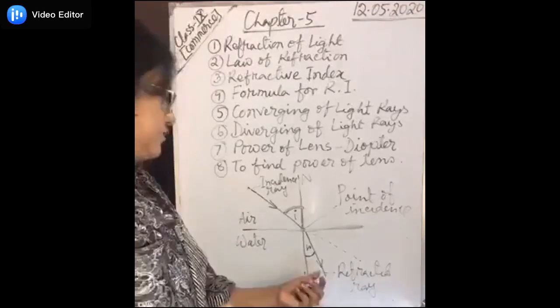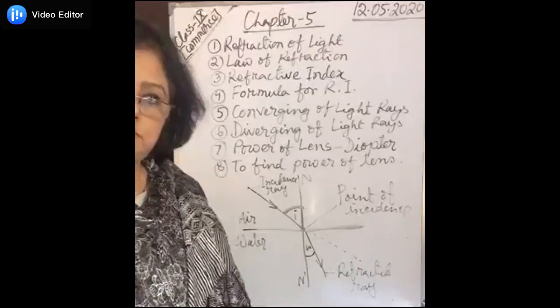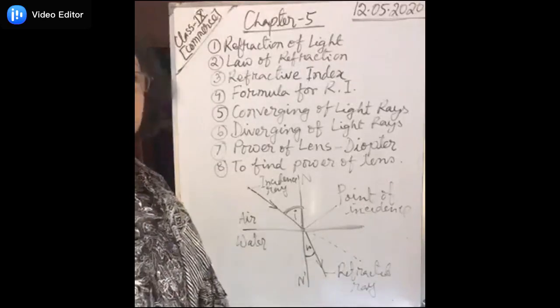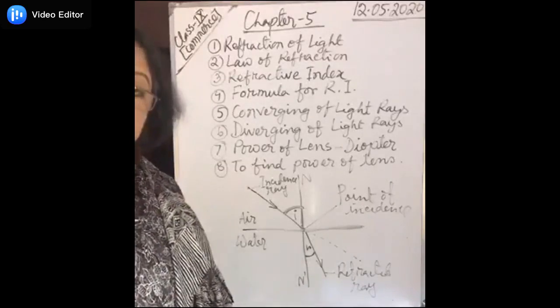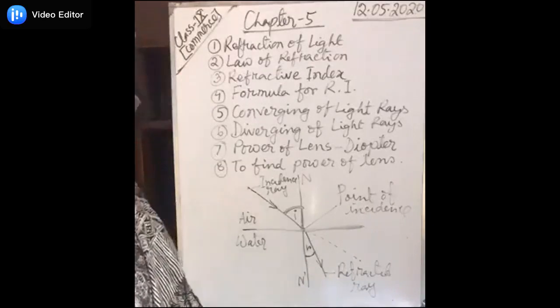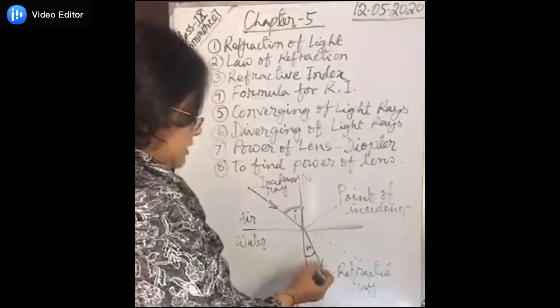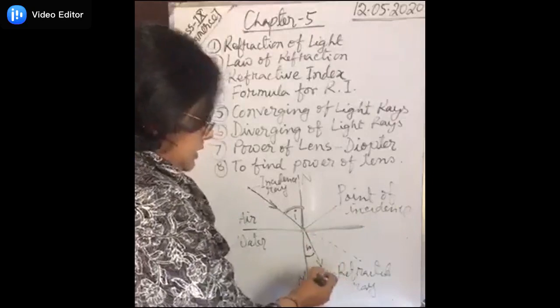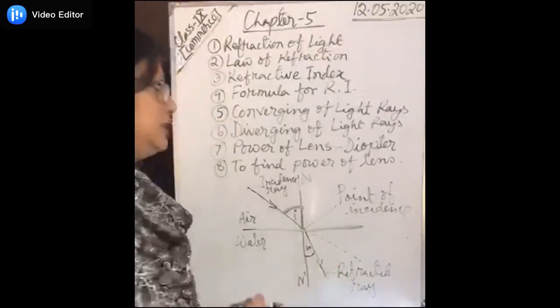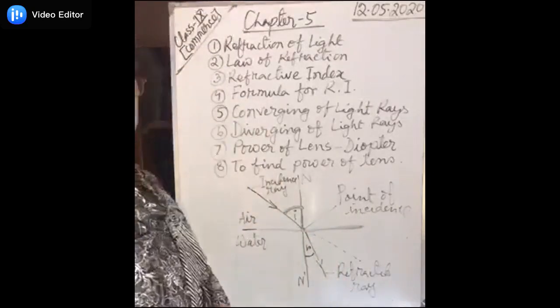That's why the refracted angle, if it is passed through a denser medium, its velocity will be less and it always comes close to the normal. That's why it takes more time and it bends towards the normal. This is called refractive index.